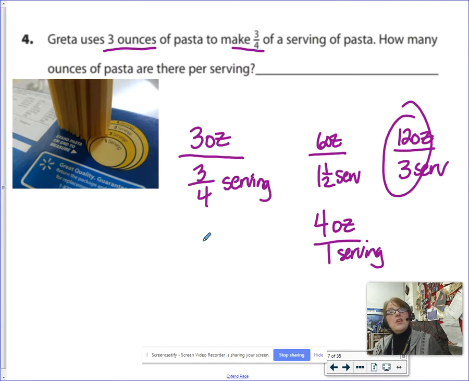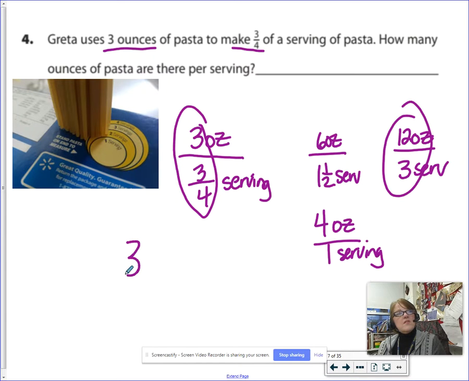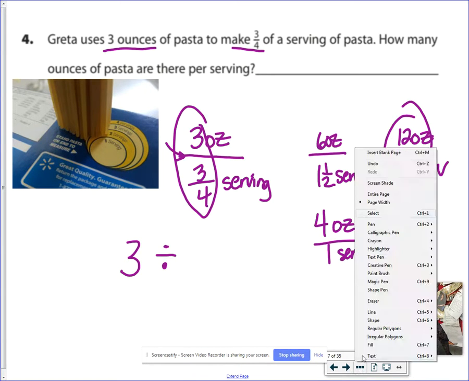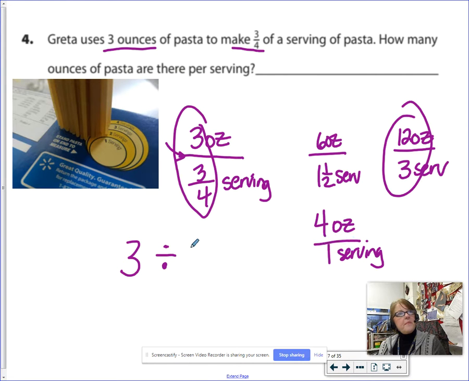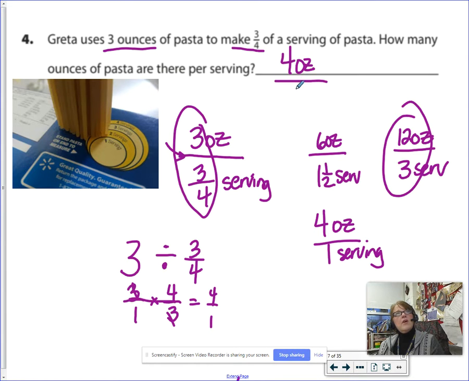That makes sense. You, however, can use your calculator right from the get-go and say, what's 3 divided by 3/4, that fraction bar, the per. Remember that dividing by a fraction means keep the first number the same, multiply by the reciprocal. And look what happens here. You get 12/3, or if you simplified first, you'd get 4/1. Ta-da! So 4 ounces per 1 serving.